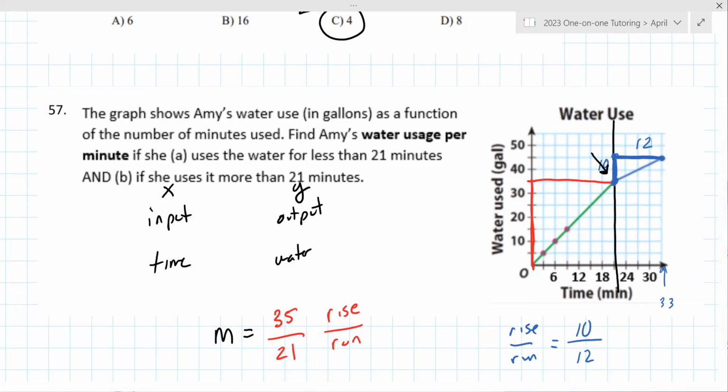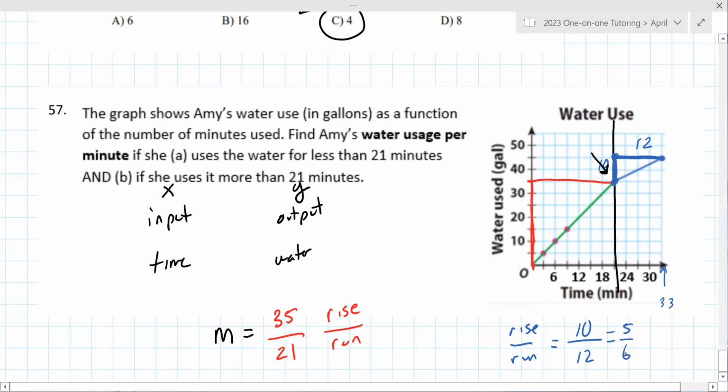I feel like maybe we're not looking at the same graph, but whenever you're given a coordinate plane, just draw the triangle. So it goes from 35 to 45, so that's 10. Oh, I get it now. Okay. All right.